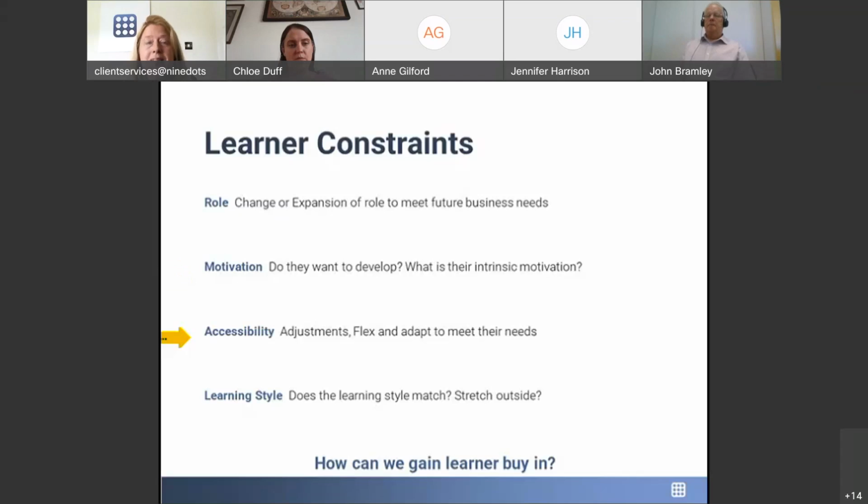So the accessibility. Do we need to make any adjustments? Can we flex and adapt to make sure everyone has access to this learning? And what we're coming on to in a moment is learning style. Is there a mixture in the group of activists, theorists, reflectors and pragmatists? How can we appeal to all of them? Do we want to appeal to that person's style, or do we want to stretch people? There's lots of things we need to think about to get that learner on board as well as the business.